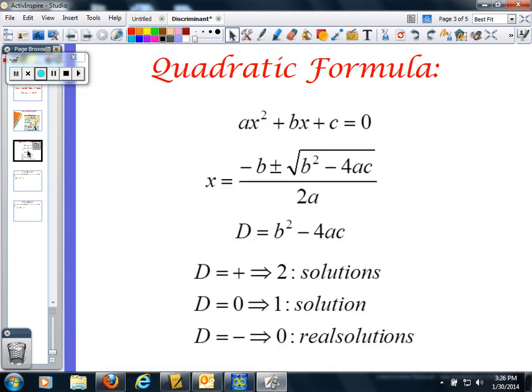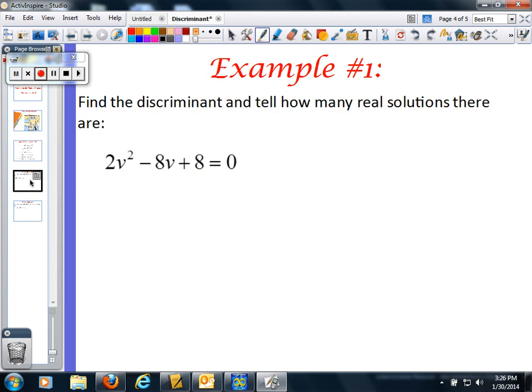So discriminant, again, this was the formula stuff. Quadratic form is ax squared plus bx plus c equals 0. And this is the part we're going to be looking at today specifically, which is the discriminant. So we know the discriminant is b squared minus 4ac, so it's the part that's under the radical here. And we know if D is positive, then there's two real solutions. If D is 0, there's one real solution. And if D is negative, then there's 0 real solutions. Okay? And that's actually going to take us into imaginary roots, which we will get to eventually.